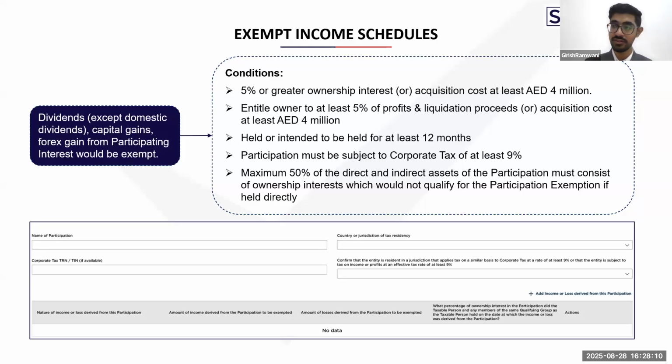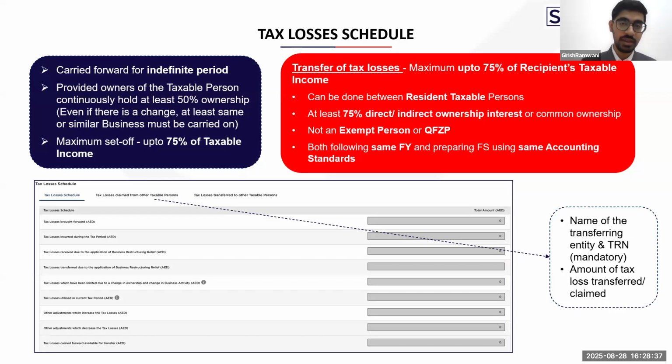One is a UAE dividend schedule, that is a domestic dividend that is straight away exempt. You just have to give the details of that income. The next is participation exemption schedule, where certain incomes are excluded subject to fulfilling these conditions. And for that, all these reportings are required, wherein you have to disclose whether all the conditions have been fulfilled or not. The next important schedule is your tax losses schedule.